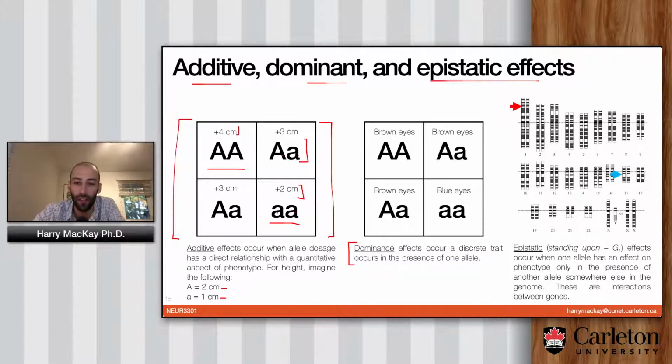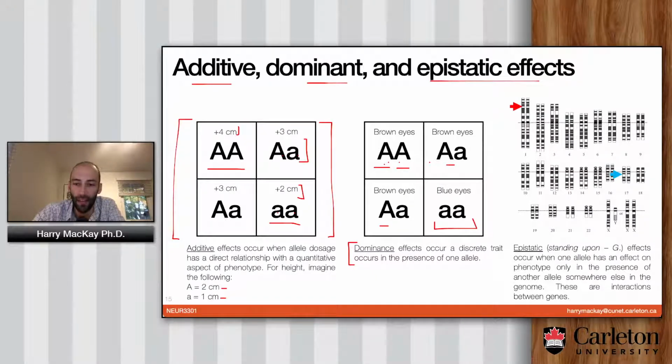Dominance effects don't happen this way. If you imagine that the A allele is a dominant allele causing brown eyes, whether you have 2 copies or 1, you're going to end up with brown eyes. And only if you have 0 copies of the capital A allele will you have some other color of eyes. So that's a dominance effect.